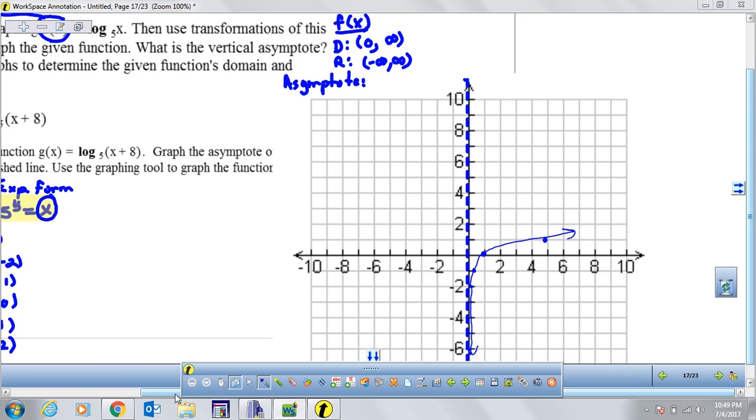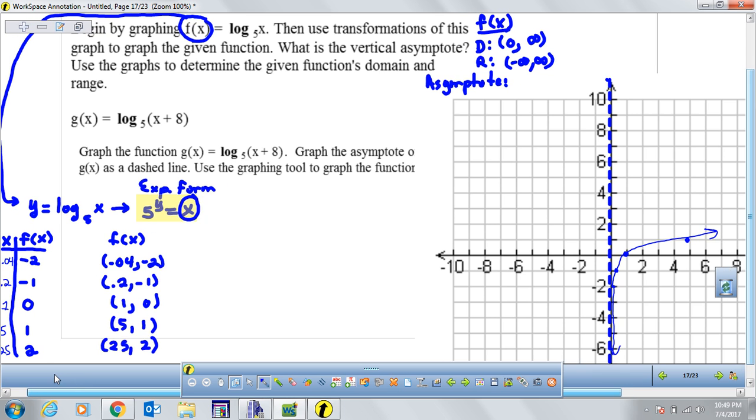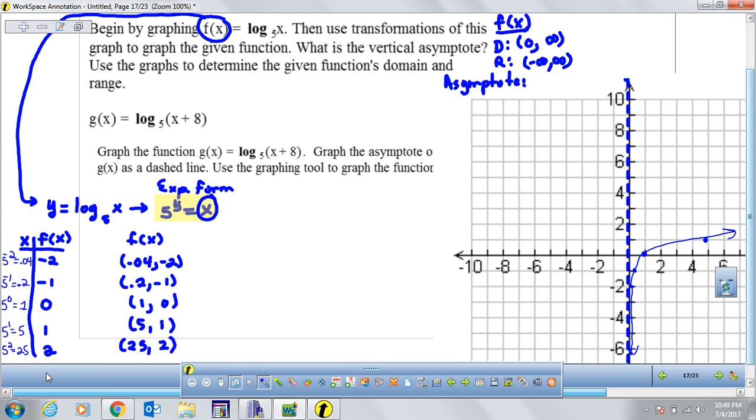Last but not least, we need to find what the asymptote of this function is going to be. The asymptote is going to be the line x equals 0 because it is my vertical line right here on the y-axis, x equals 0. So those are three of the things that we need to answer from f of x.